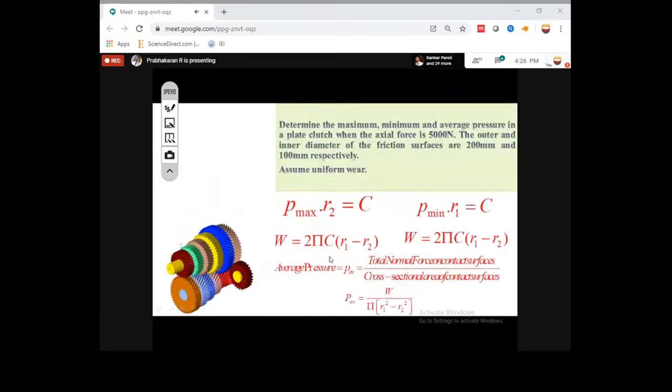Okay, so next I'm going to talk about the third problem. So I'm going to find out pressure. Okay, just read this question for 2 minutes, and definitely you will get the idea. I will give 1 minute to read this question. If you get the idea, just type a comment in the chat, so that I may understand that you are clear.